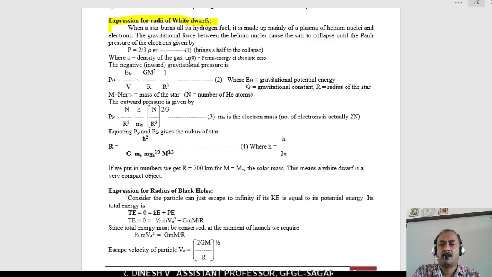When a star burns all its hydrogen fuel, it is made up mainly of plasma of helium nuclei and electrons.